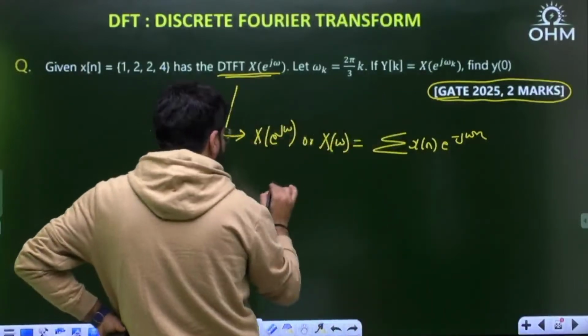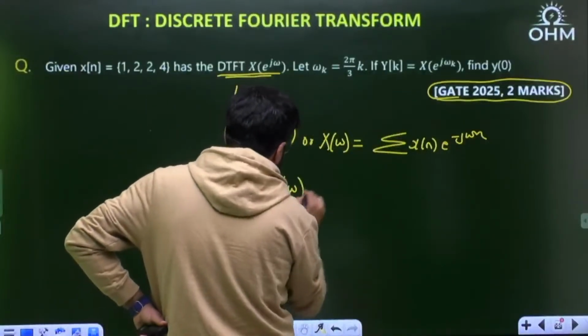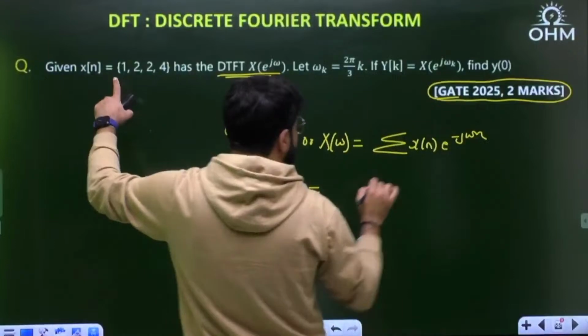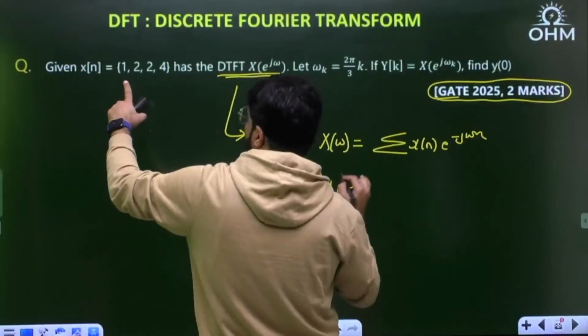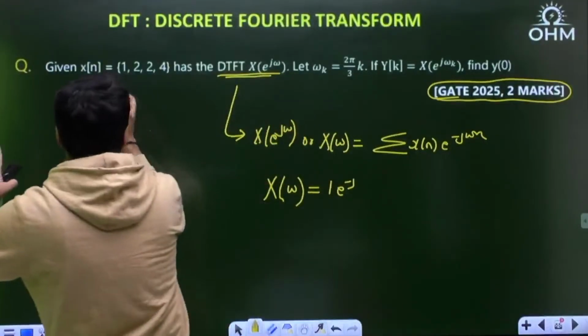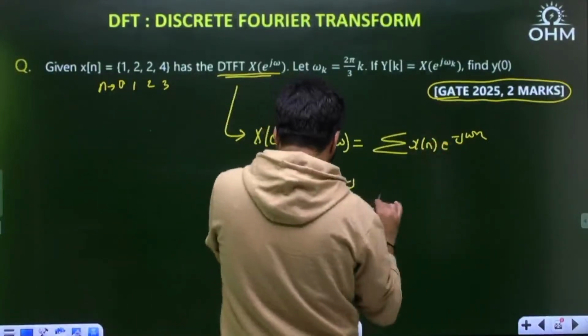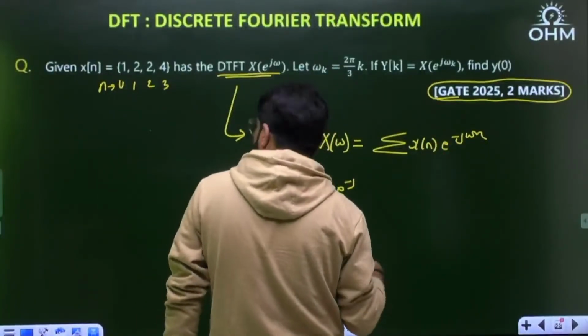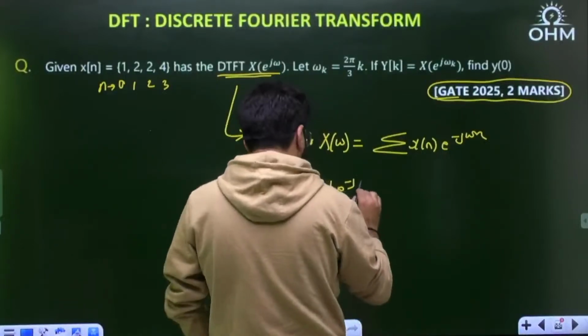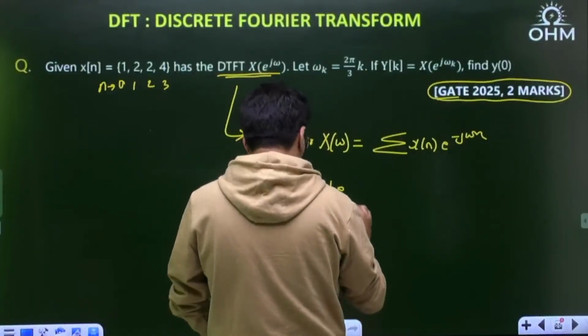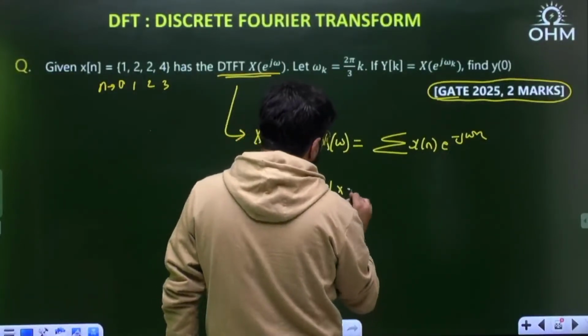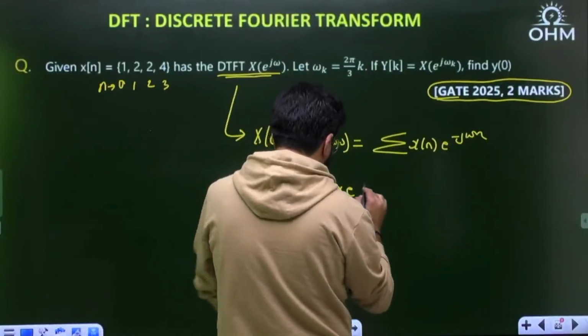So what is that X of omega? I'm simply calling it X of omega. So what is the first value of the signal? 1 into e power, now this is n equal to 0, 1, 2, 3. Okay, so e power 0. The first is going to be e power 0, so that is only 1. Okay, 1 into e power 0.